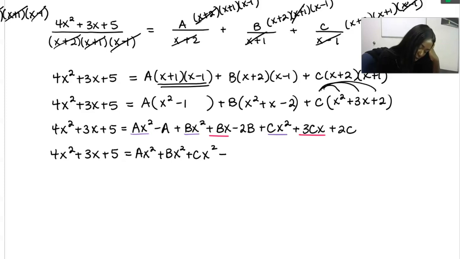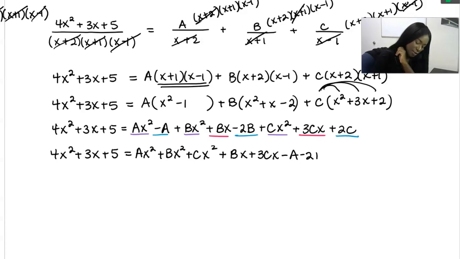Okay, so we have plus bx plus 3cx. Drop my 3. And then the last thing is the terms that don't have any variable at all. The terms with no variable, we have a minus a, minus 2b, and a plus 2c. So get rid of that plus sign. Minus a minus 2b plus 2c.